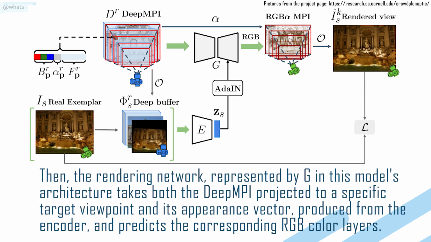Then, the rendering network, represented by G in this model's architecture, takes both the Deep MPI projected to a specific target viewpoint and its appearance vector, produced from the encoder, and predicts the corresponding RGB color layers.